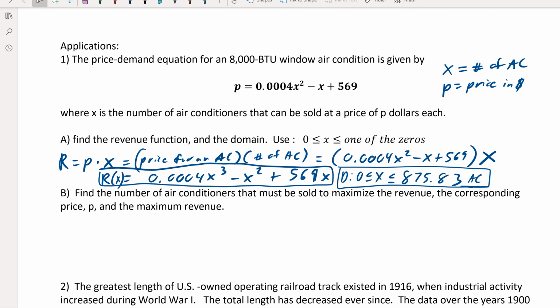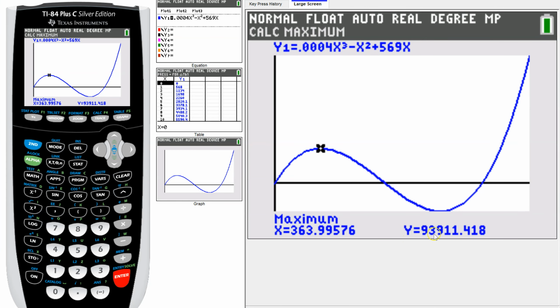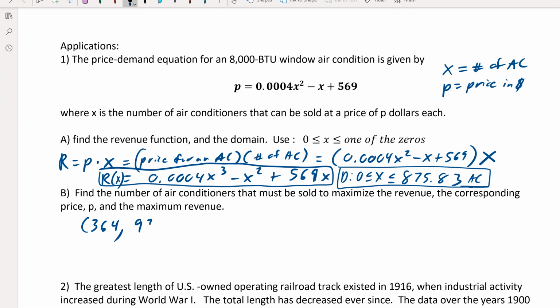So 364, comma, 93911.42. And then what does this represent? This was our X, which is the ACs. This is our R, which is the revenue. And it's also in dollars because our price was in dollars. Right? And it's dollars each.